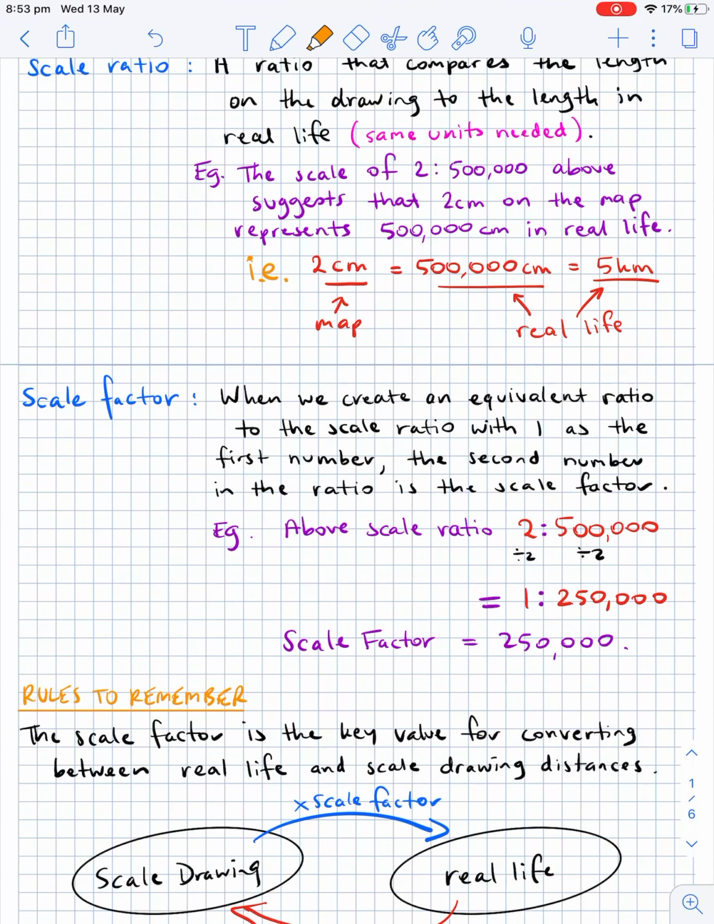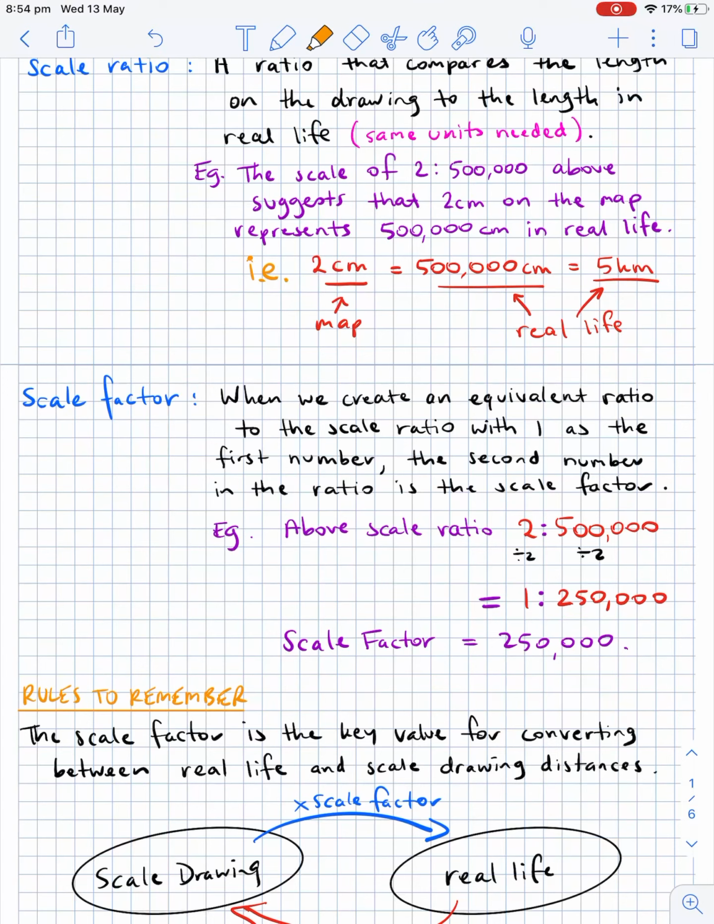The next term that I need you guys to be aware of is the term scale factor. So when we create an equivalent ratio to the scale ratio with 1 as the first number, it's all about making a new ratio that's equivalent, with 1 as the first number. The second number in this ratio is the scale factor. So the scale factor is some sort of number, and we can figure it out by looking at the second number in the ratio when the first number is 1. So that's probably a little bit confusing, but let's do an example.